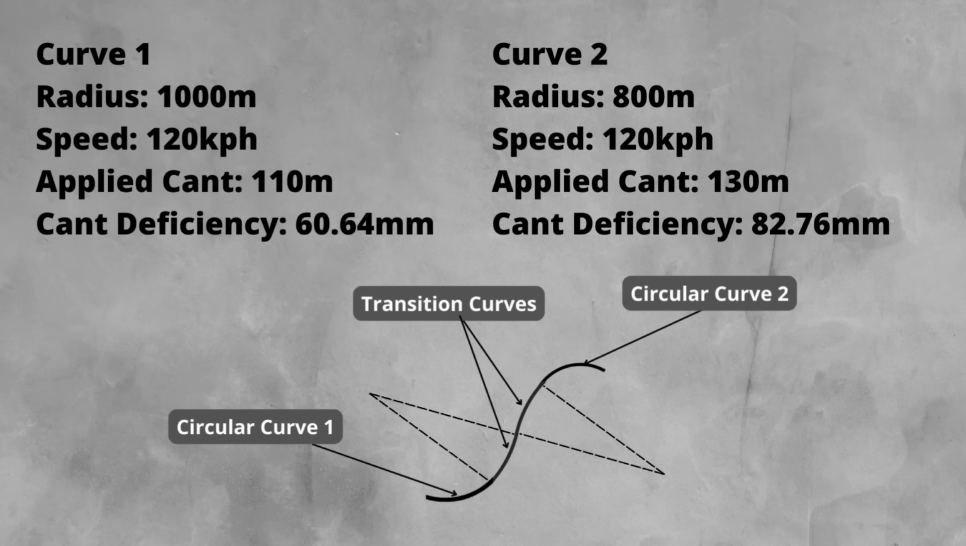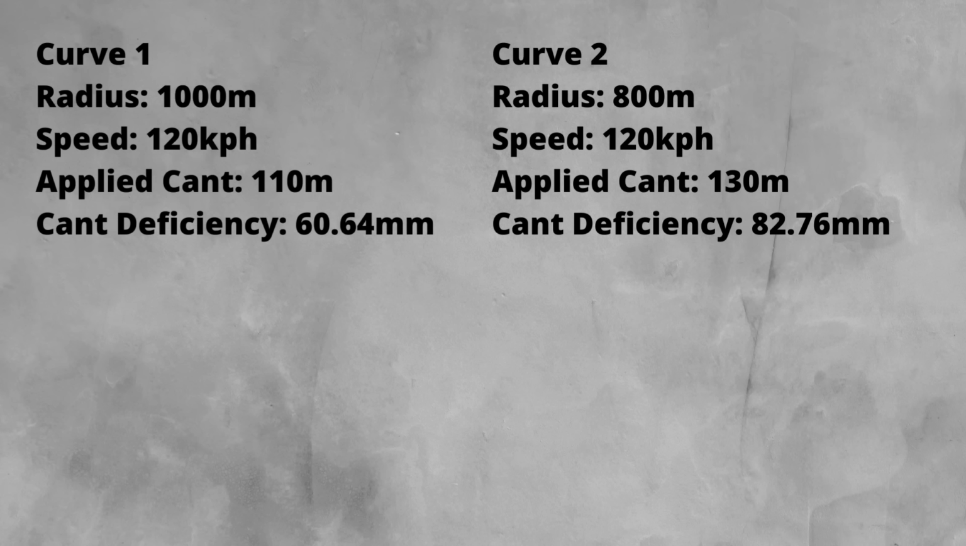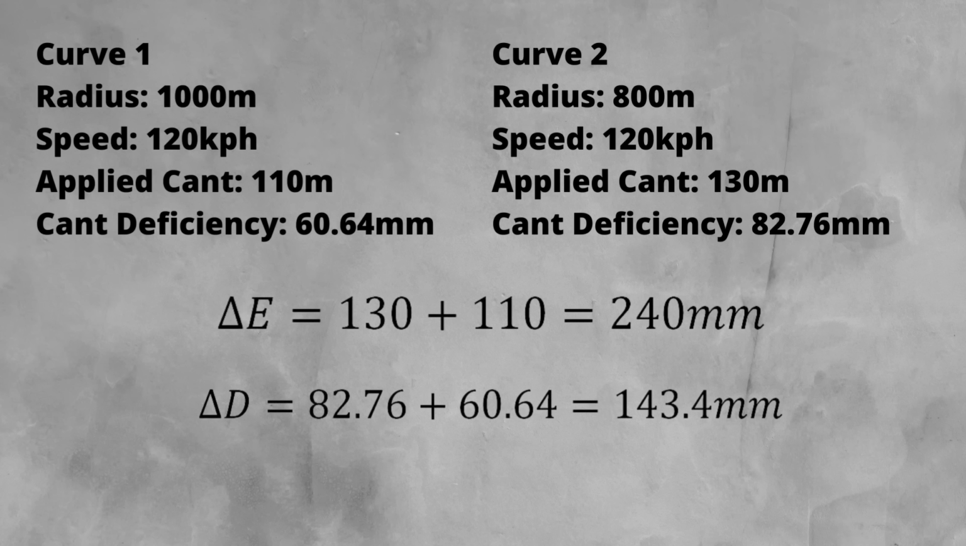Let's say then, that the 800 meter curve was actually right-handed, making this a reverse rather than compound curve. So, as we said, we now need to add the values together to get our delta values. So for the delta E, we get 240 mm and the delta D, 143.4. Again, from these values, we can tell that the rate of change of cant is going to drive the overall transition length as it has the bigger magnitude of change.